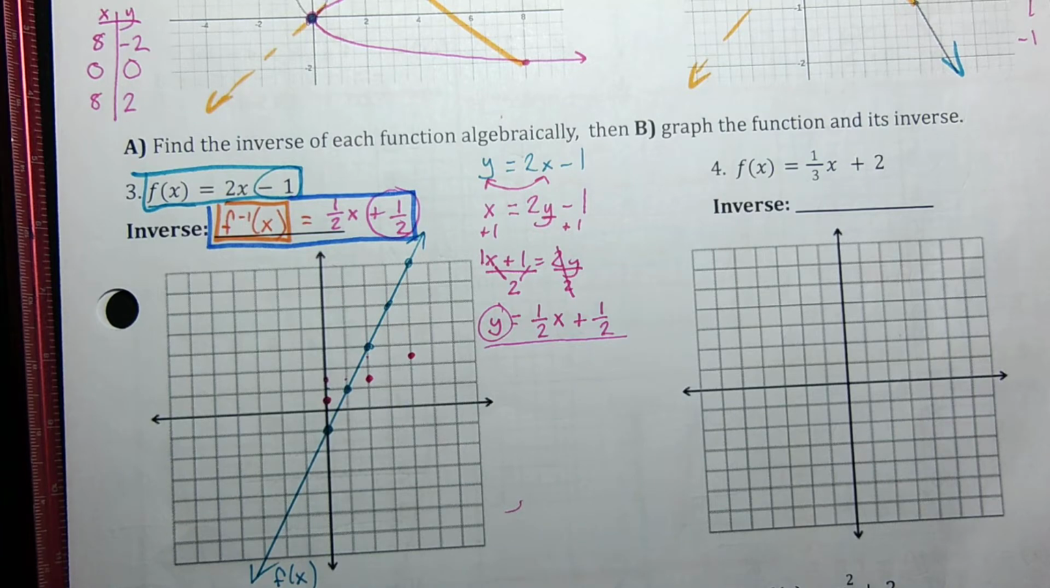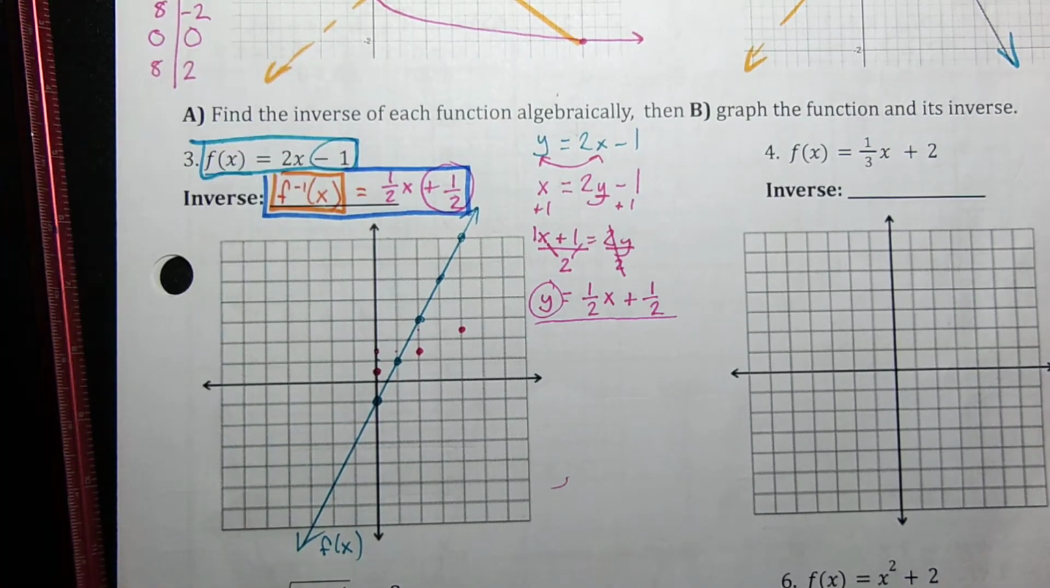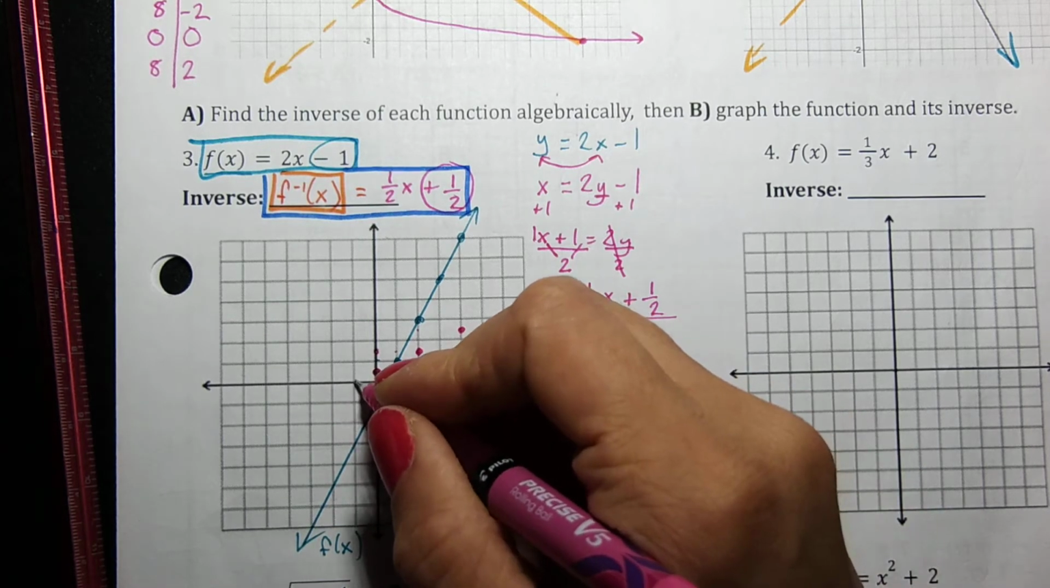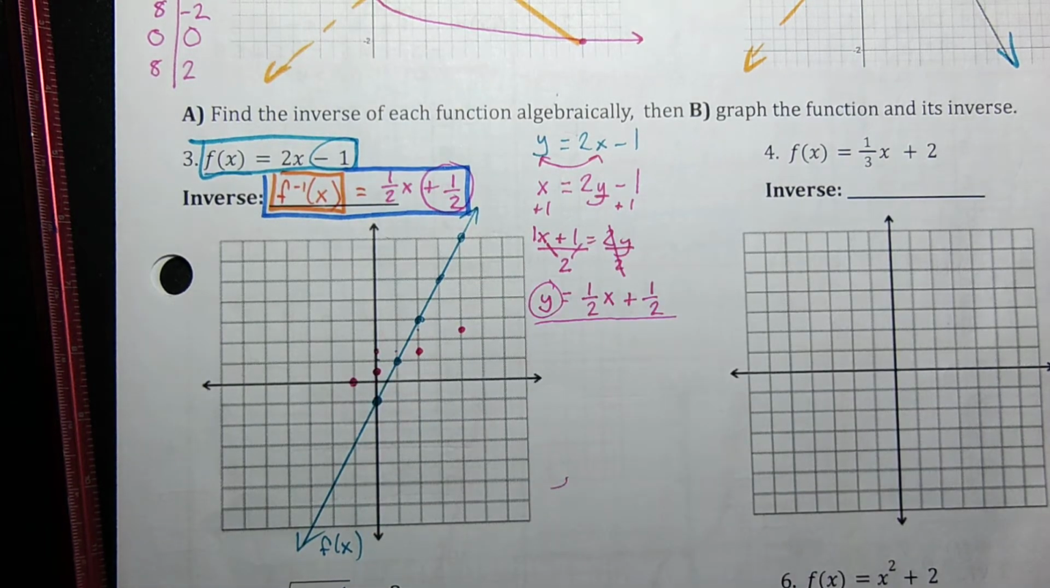Now, if you say, whoa, I hate those fractional points, I would much rather do it a different way. Folks, you still have the option of taking these exact points that we got on our original function and inverting them. So for example, this point is 0, -1. What do I get if I invert that?